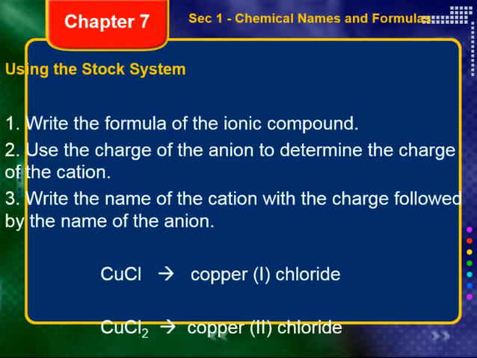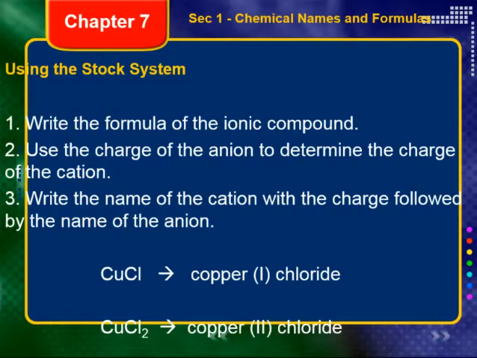So, examples. Copper chloride. Say the formula is CuCl. I see that there's only one chloride. If there's only one chloride, that's a total of a -1 charge. That means there has to be a total of a +1 charge, so this must be the type of copper that has a +1 charge. So it's copper(I) chloride, and that's how I say it, copper one chloride.